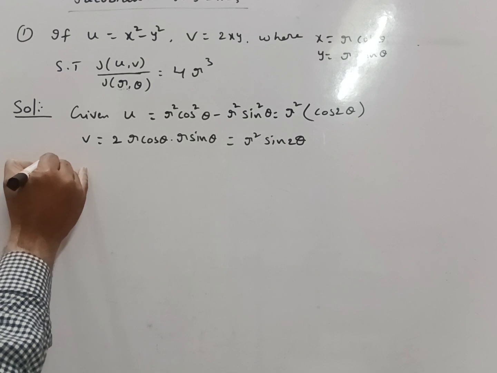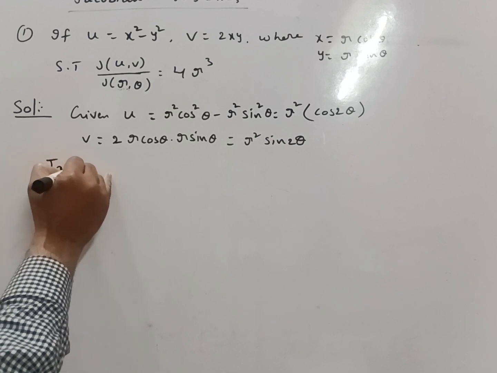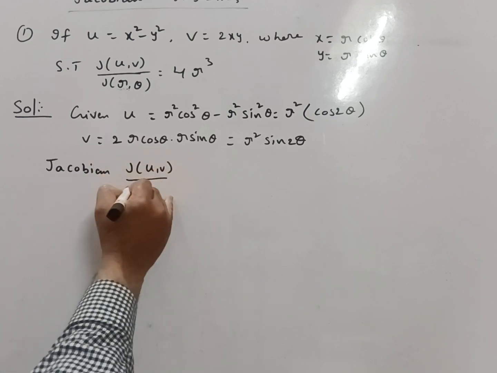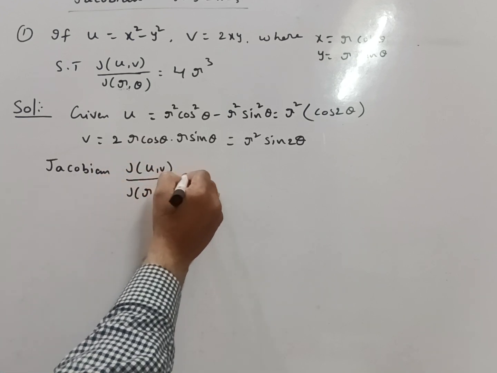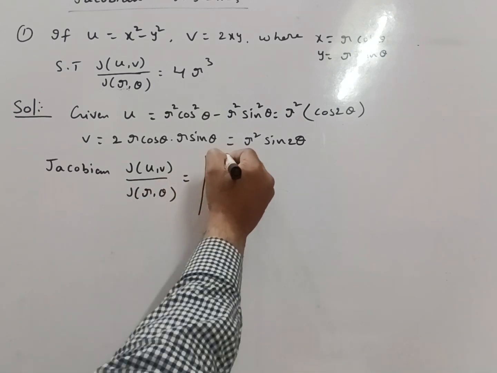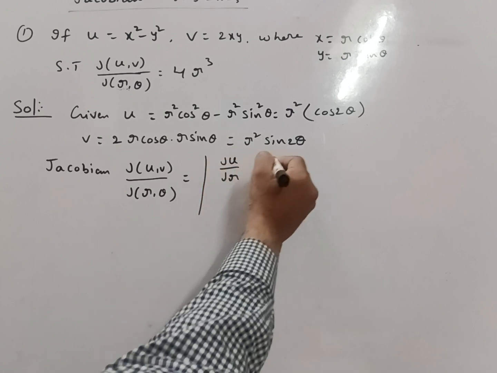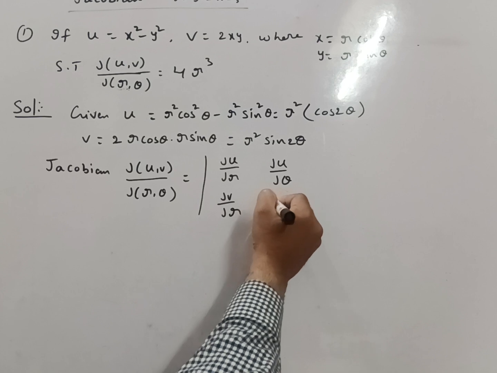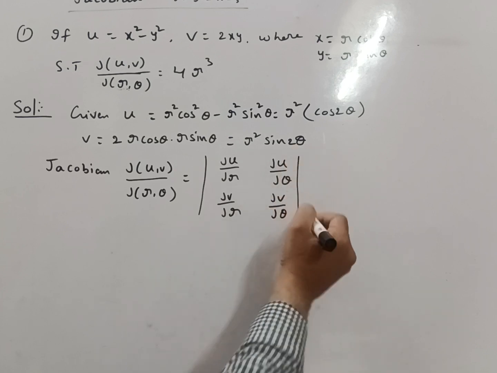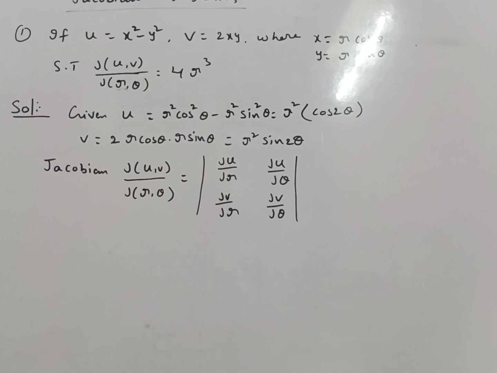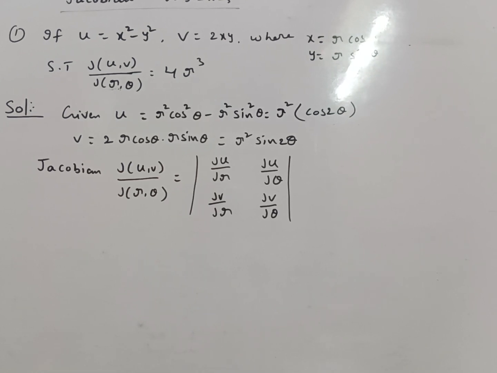Now, therefore, Jacobian dou of u comma v by dou of r comma theta is equal to mod. What is the formula? Dou u by dou r, dou u by dou theta, dou v by dou r, dou v by dou theta. This is the Jacobian formula for two variables, correct?